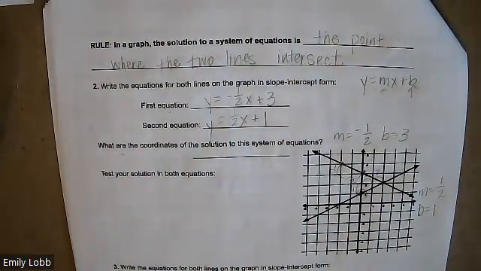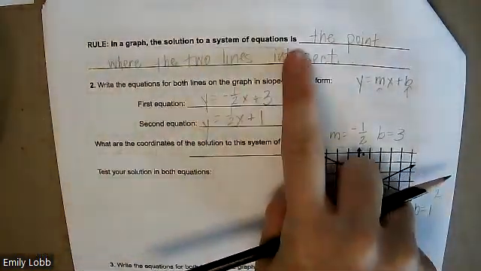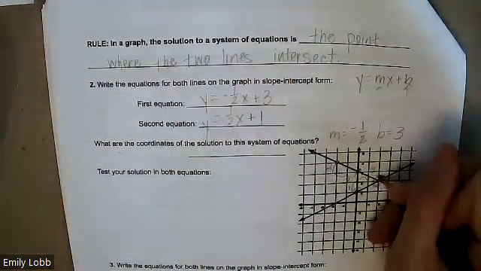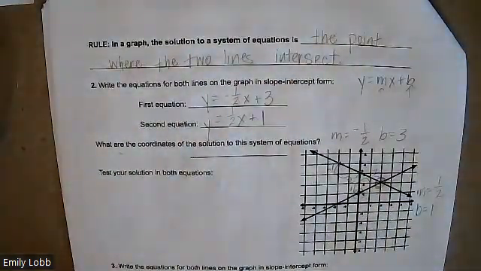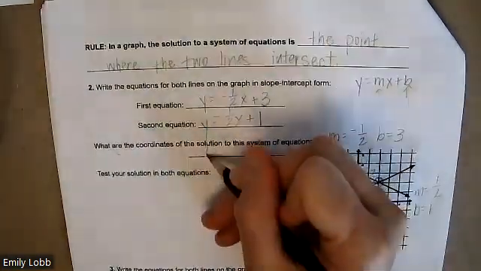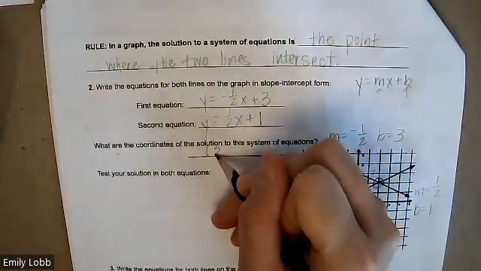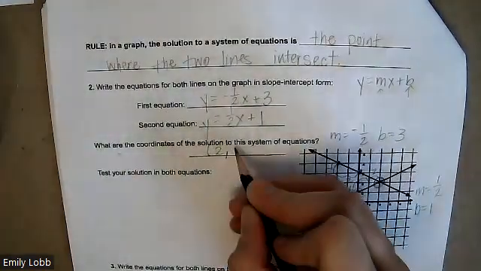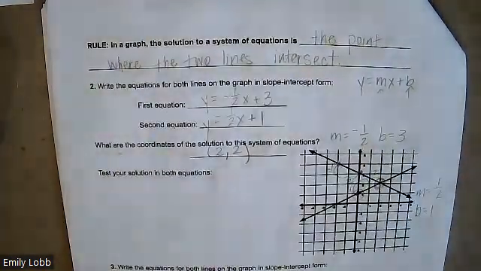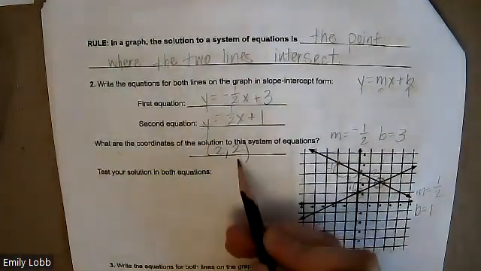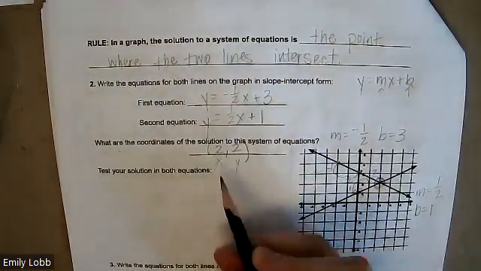What are the coordinates of the solution to this system of equations? So in a graph, the solution to a system of equations is the point where the two lines intersect. What is the point where the two lines intersect? Good. So our x value was 2. We open our parentheses, we write a 2, we make a comma, and our y value was also 2. Then we have to test your solution in both equations.